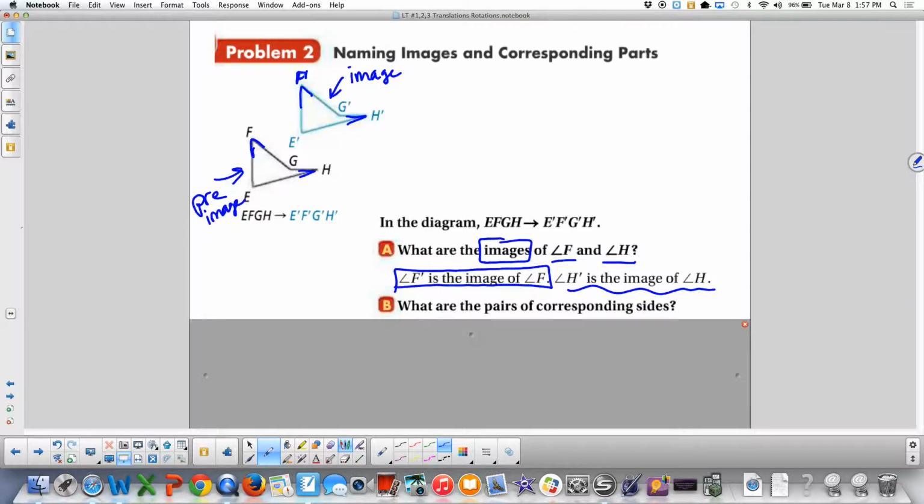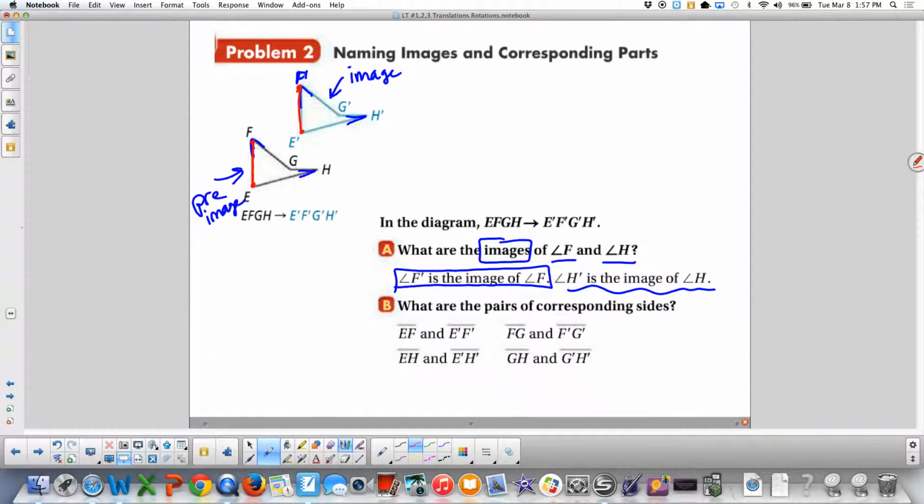What are the pairs of corresponding sides? Well, you can see here that EF translated and became E prime F prime. So EF and E prime F prime, EH and E prime H prime, so on and so forth. Obviously, the primes match with their pre-image.